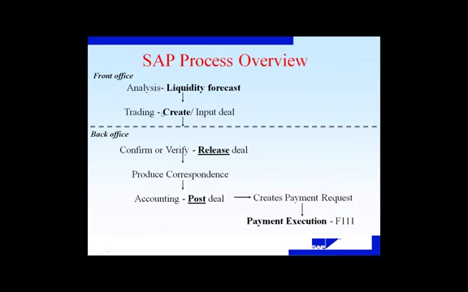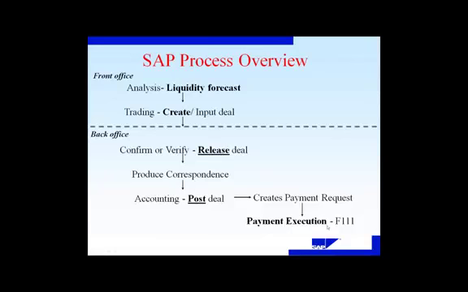Okay. Front office does the analysis and liquidity forecasting, creates and inputs the deals, confirms and verifies and releases the deals, does the correspondence, and posts the deals within the system. We just saw how to post a deal. That creates automatic payment requests. And then later at the end of the day, you can also supplement with manual requests.